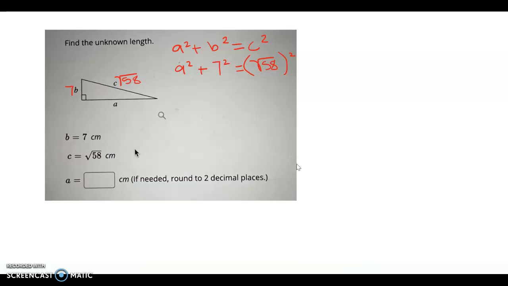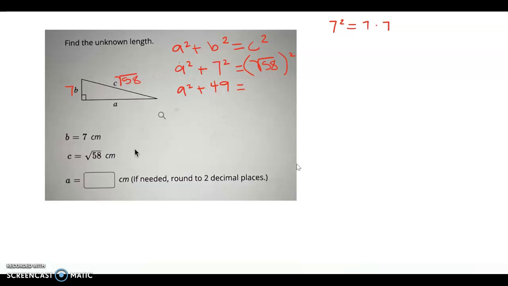Now what we're going to do is simplify first by doing the exponents. We want to make sure to do order of operations. So 7 squared is just 7 times 7. We have to remember that any number squared is you're multiplying it by itself twice. So A squared plus 49 equals.